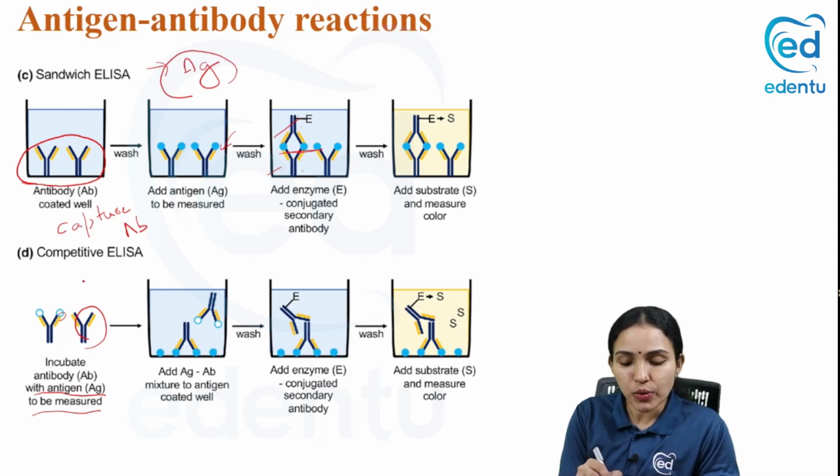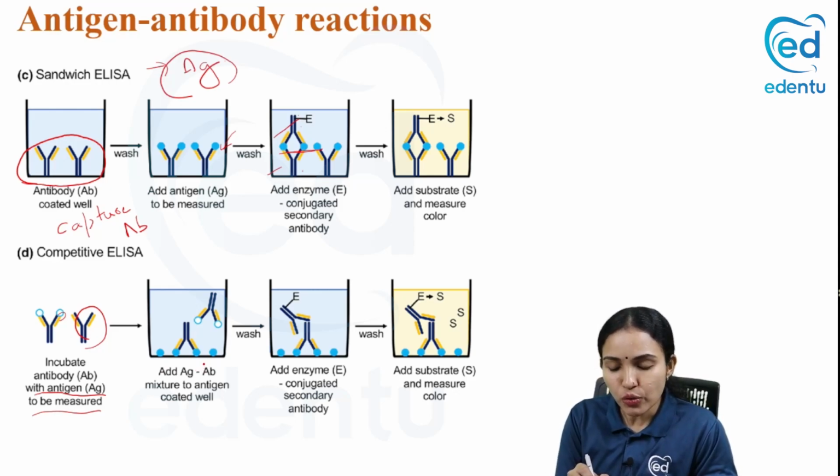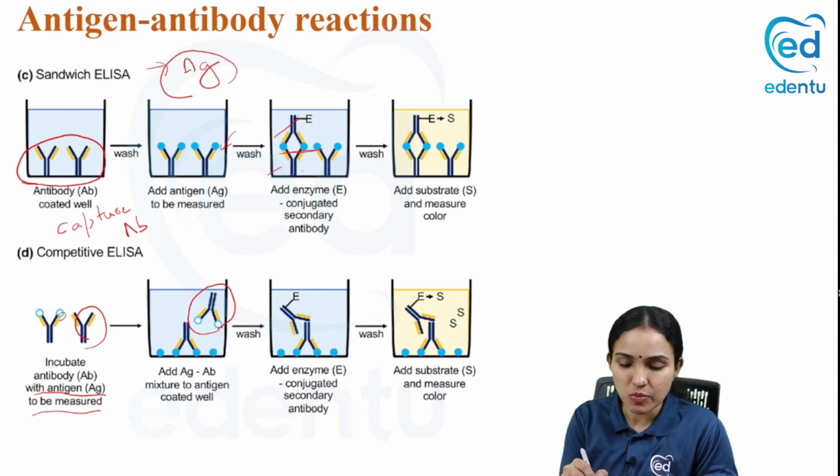So after that, you add this mixture to a well which is already coated with antigens, like the indirect ELISA. So here, what happens is, only the free antibodies can bind to these antigens coated on the well. The bound antibodies cannot bind to these antigens because they are already bound. They cannot bind. Now you wash it. Everything which is not bound to the well gets removed.